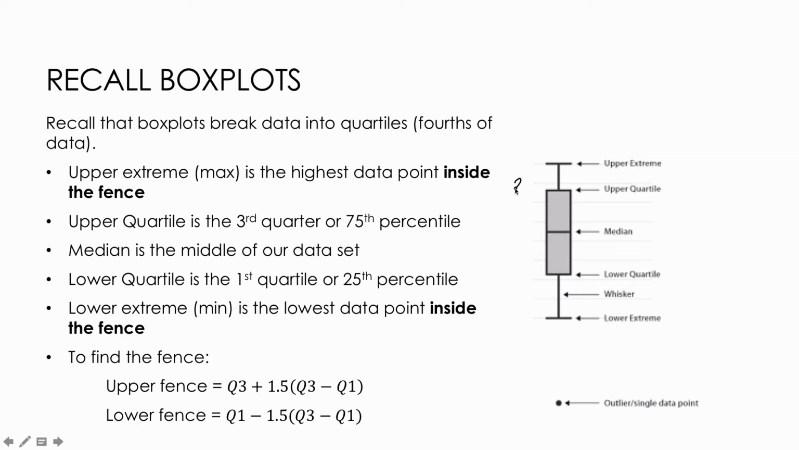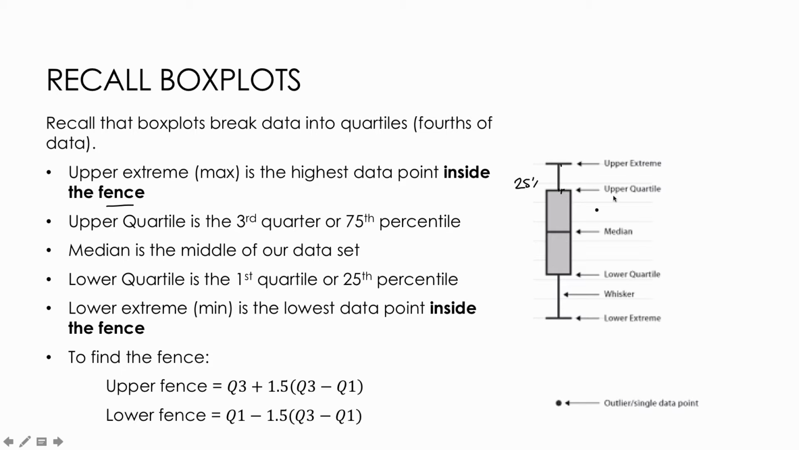We've got the first 25% of data, that's between the upper extreme and the upper quartile, or I guess the last 25%, these are the highest numbers. The upper extreme is the highest data point that's inside the fence. Remember, we talked about the fence last week, and we'll talk about it more today.